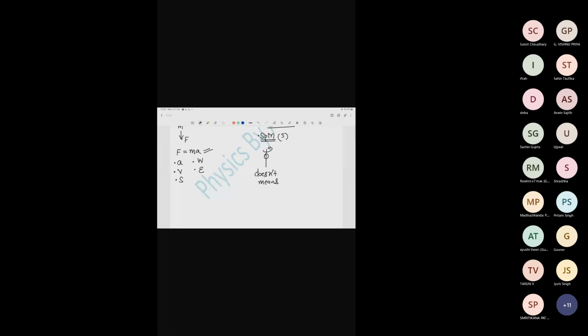What does spin of an electron mean? So spin of an electron means that electron has some angular momentum. For example, electron has some mass, and electron has some angular momentum.